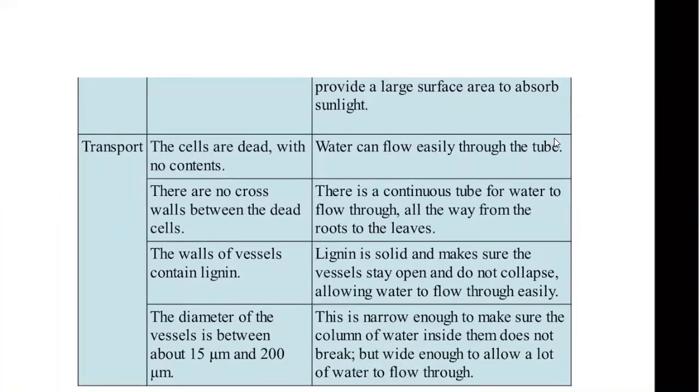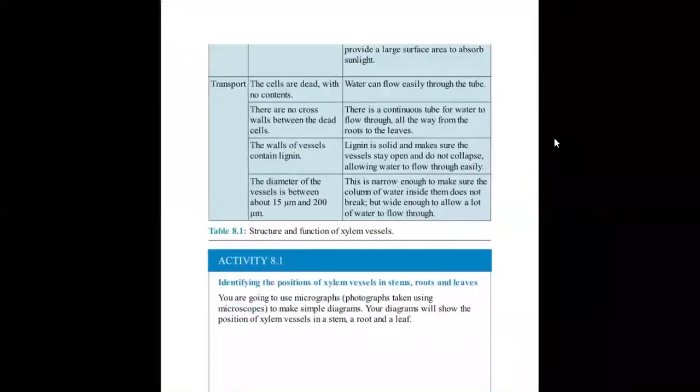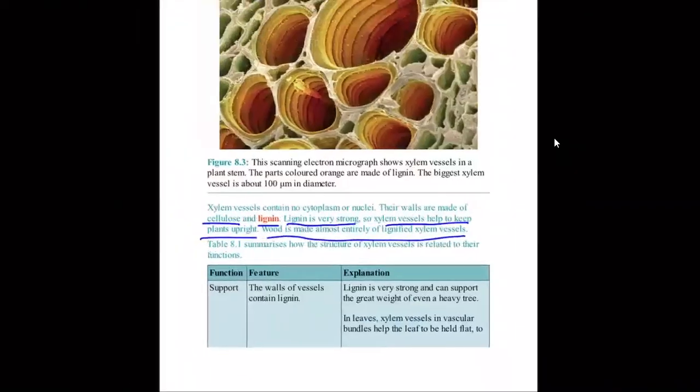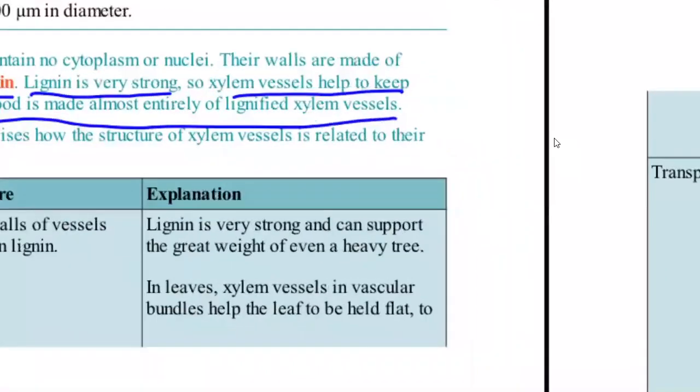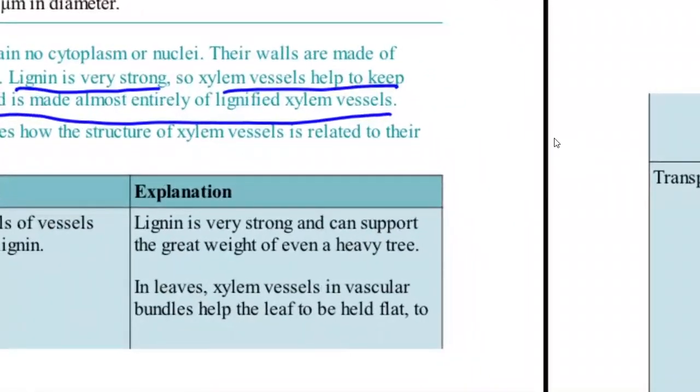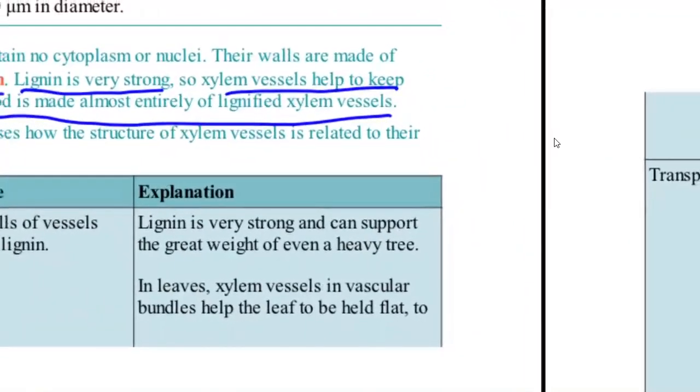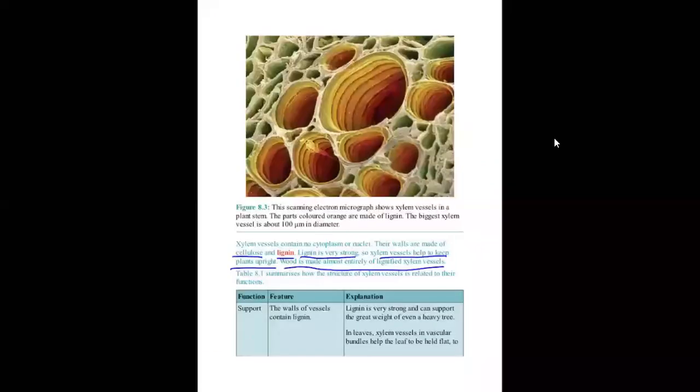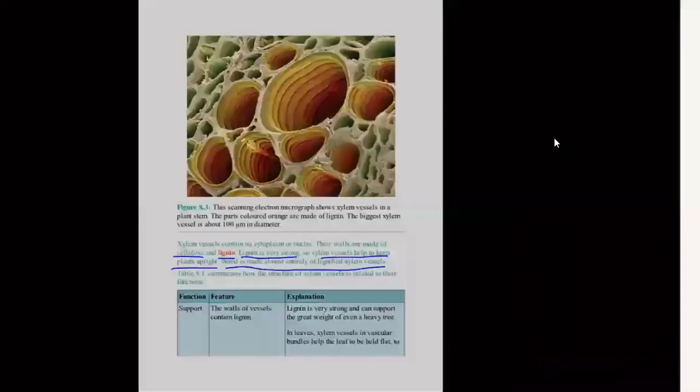And then it says that in leaves, xylem vessels and vascular bundles help the leaf to be flat, to provide a large surface area to absorb sunlight. I can't say much on this, I guess it's explanatory. It's not that explanatory, because see, in a leaf, the xylem vessels in a vascular bundle help the leaf to be held flat. This actually means that, look here, I will draw to explain it to you.